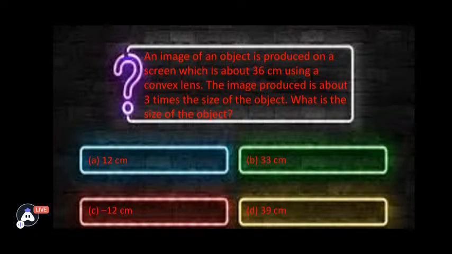An image of an object is produced on a screen which is 36 centimeter away using a convex lens. The image produced is 3 times the size of the object. What is the size of the object? So now we are talking about a lens. Think about it: 3 times means what is given to you? You are given the magnification. Hurriedly think about it.